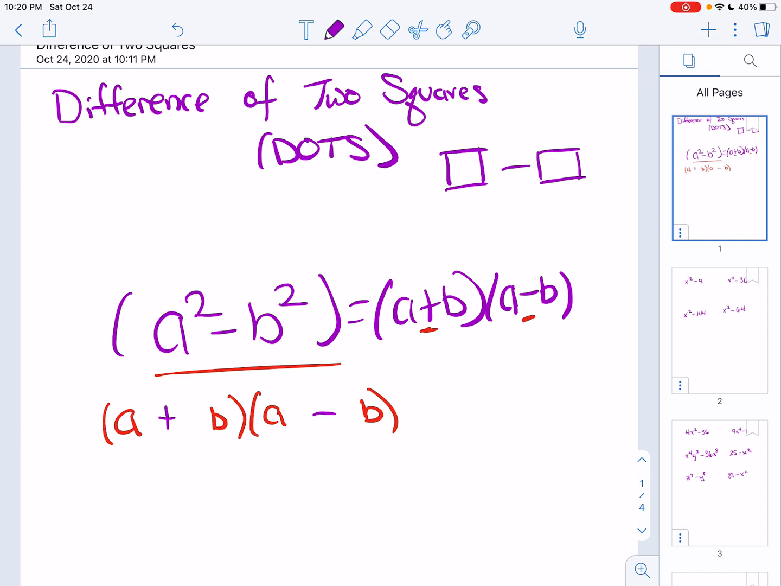Now, a lot of the times people ask me, why do we need a plus and a minus? Is it always plus and minus? Yes, it is always plus and minus. We need one of each. Why do we need one of each?